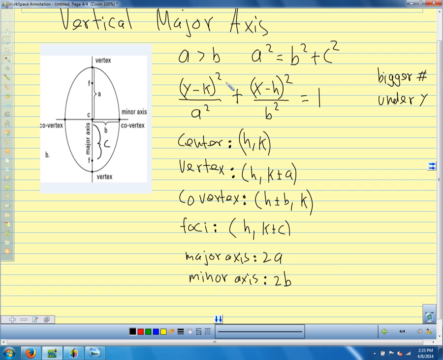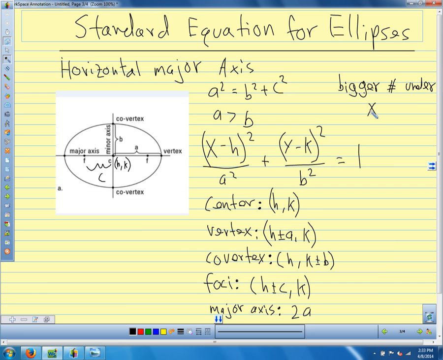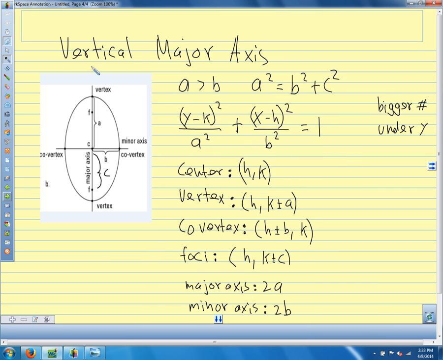So for a horizontal major axis, I'm just going to pop back here really quickly. Horizontal major axis, my bigger number is under the x. A is always the bigger number when I have my equation written out this way. A squared is always b squared plus c squared. For a vertical major axis, my bigger number is under the y.